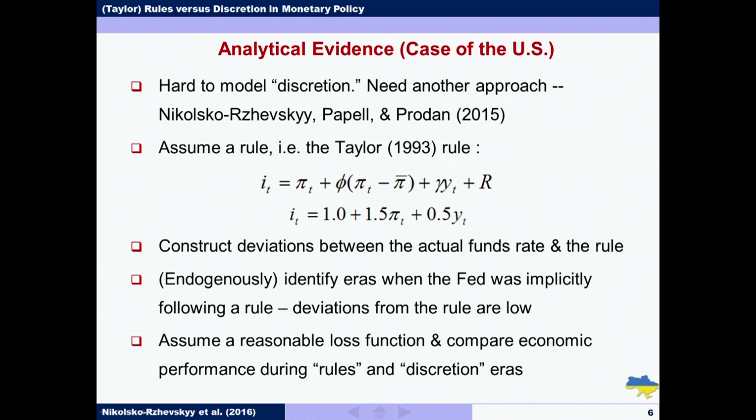Therefore, our next step, after we construct the series of deviations, the distance between the two series, is to test the series for breaks. We'll split the series into rules errors, small deviations, and discretion errors, large deviations, and only the final step will be left. After we correctly date rules errors and discretion errors, all we'll have to do is compare how the economy was doing when the Fed was implicitly following rules to periods when the Fed was exercising discretion. So the whole idea is extremely simple.